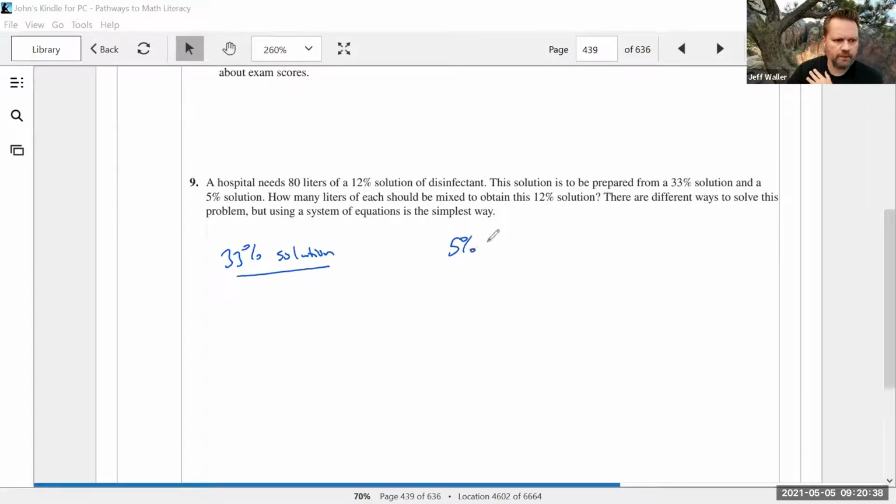We have a 5% solution. Now, real quick, just the physical idea behind a 33% solution means 33% is disinfectant and the rest of it is water. You guys with me? Have you guys ever used cleaning stuff for floors and you had to mix it with so many gallons of water before you did it because otherwise it will eat the varnish off of things or whatever? Okay. So we have a 33% solution.